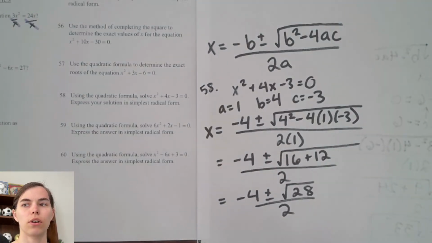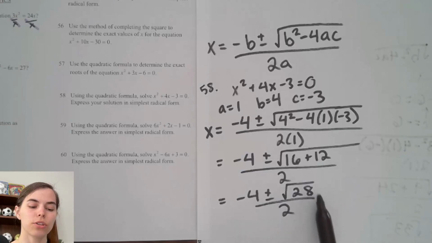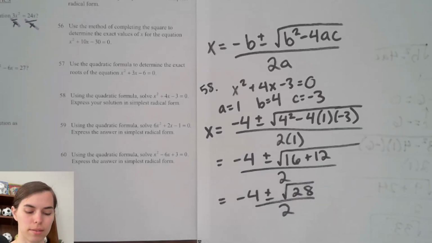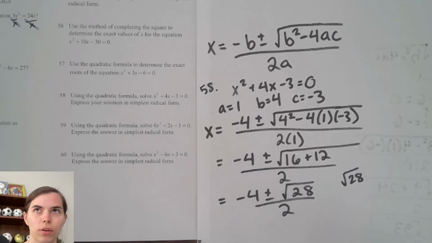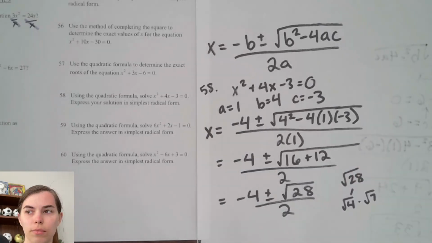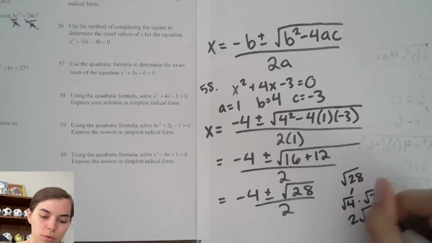So this is as far as we simplified it in the previous one, but in this case, we actually can do something with this square root of 28. Like we did previously, we can simplify this radical. Square root of 28, what perfect square goes into 28? It's 4. That means this is the same thing as 2 square root of 7.